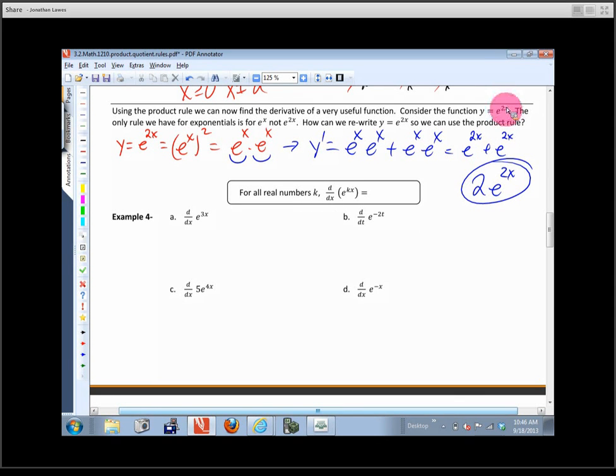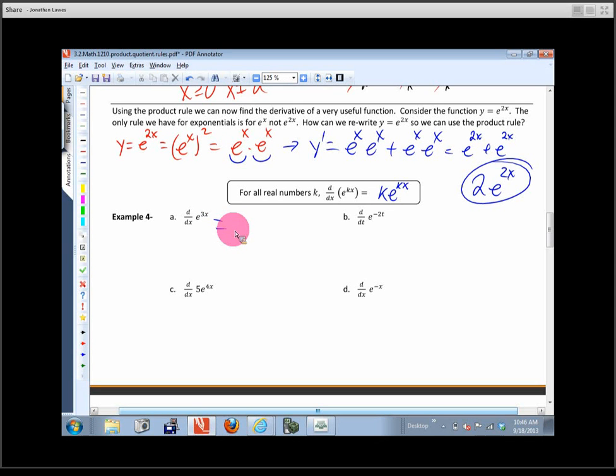So if I have e to a constant times x, that constant stays in the exponent, but it's also repeated as a factor out front. So if I'm finding the derivative of e to the kx, that constant stays in the exponent, but it's also repeated as a factor out front. So the derivative of e to the kx is k e to the kx.